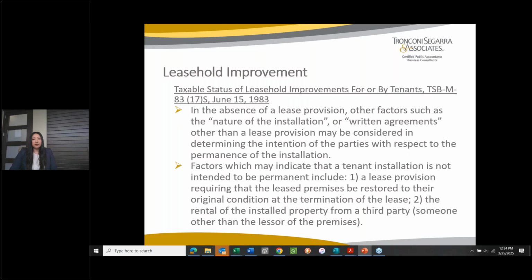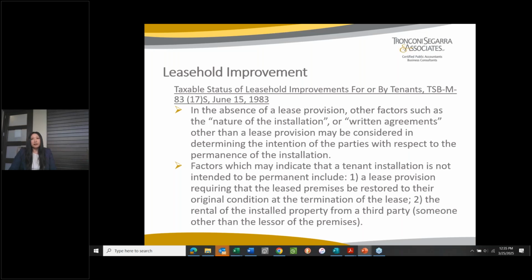So if the lease doesn't say either way whether something is or isn't permanent, then we would turn to the nature of the installation. When I was an auditor, we would review the lease document, and if it didn't say either way, then we were instructed to look at what the job was that was being performed.